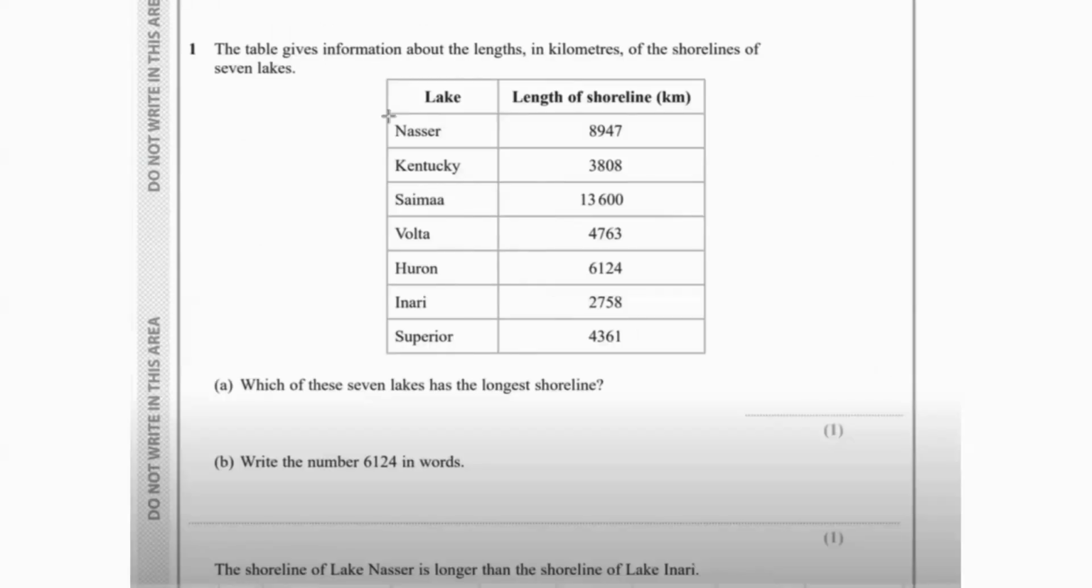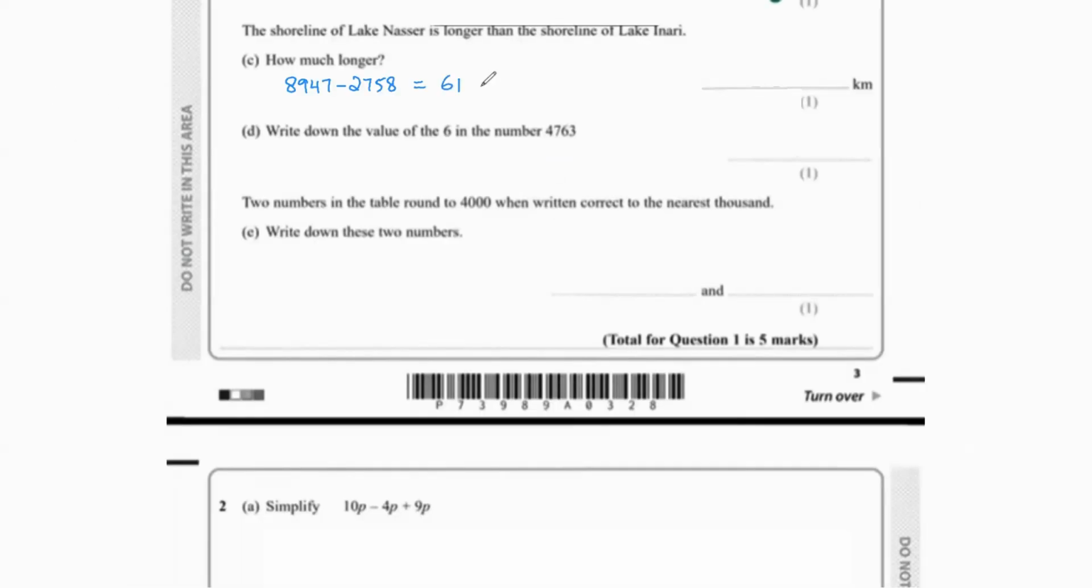Then it says the shoreline of Lake Nasser is longer than the shoreline of Lake Inari. How much longer? So Lake Nasser is this, and Inari is this. So to find out by how much longer is the shoreline of Lake Nasser, we subtract the two lengths. This is going to give us 6,189 kilometers. That's your answer.